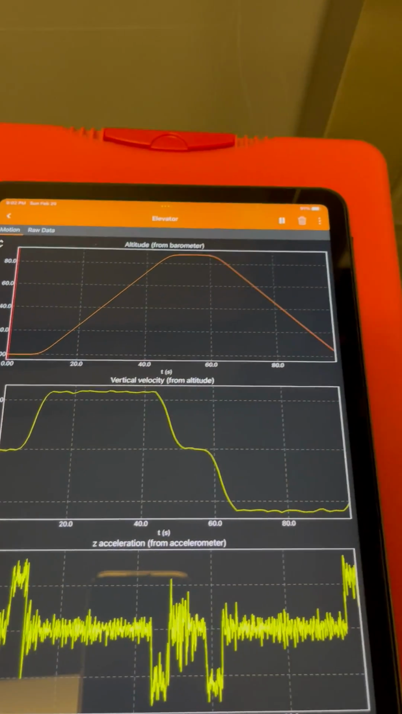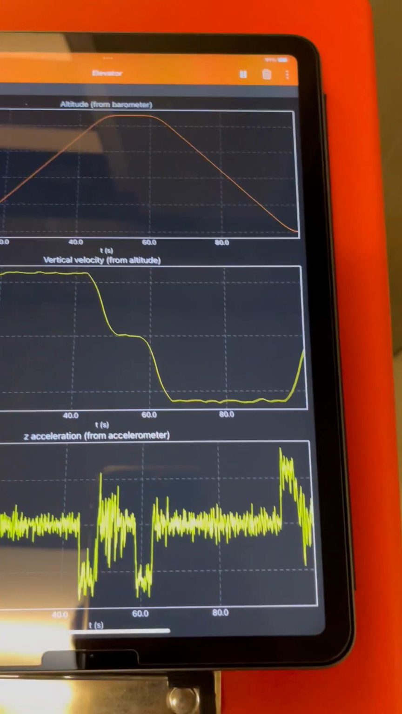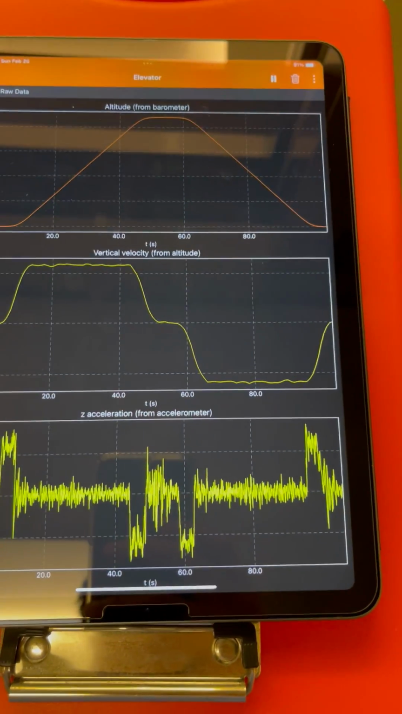So we are at the ground floor now. It should be a fine data for elevator one.